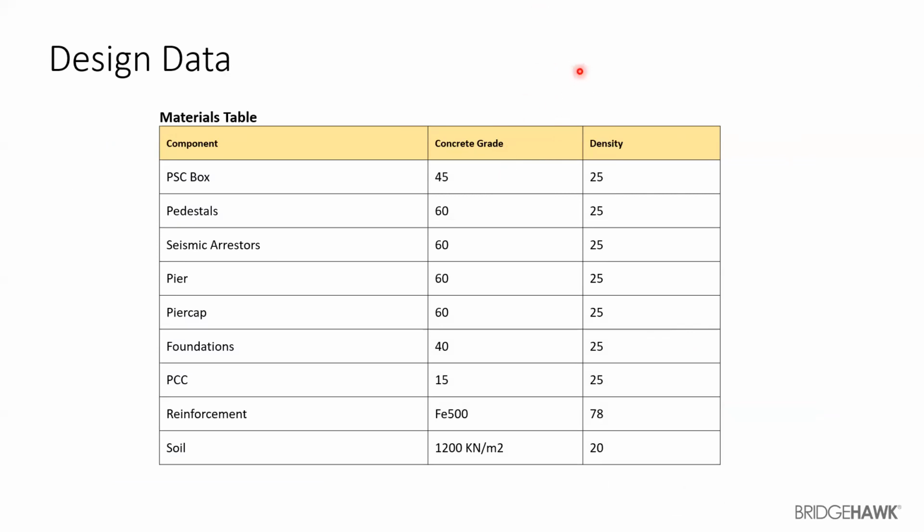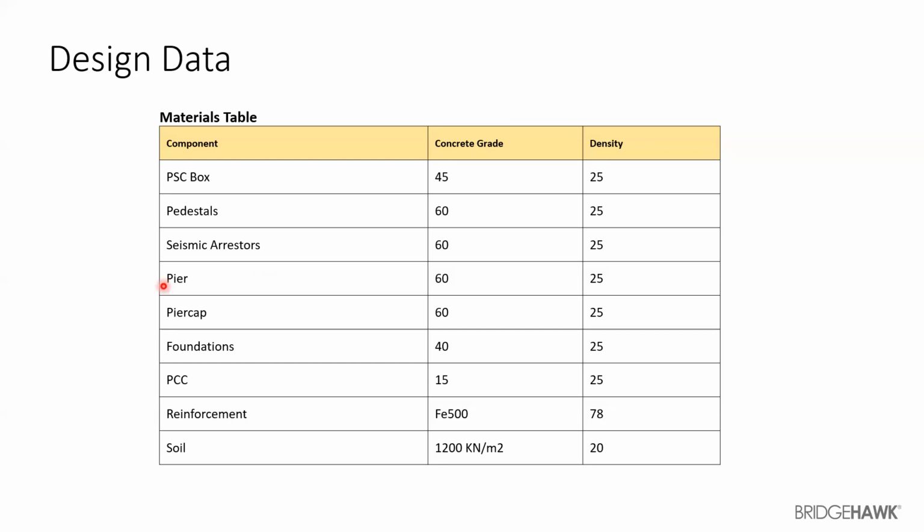All right. Thank you. So the materials table will basically tell you, as you see over here, it is more of a concrete grade table. It will tell you the grade of the material that you're going to use, the density, and some other characteristics of these materials.